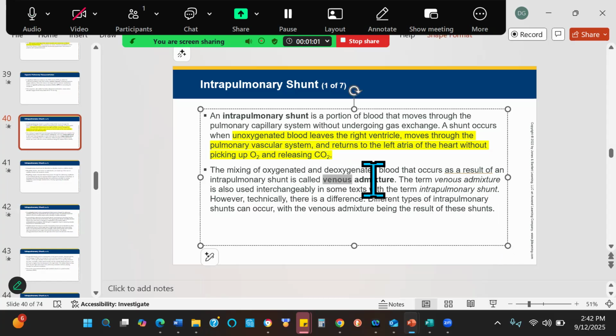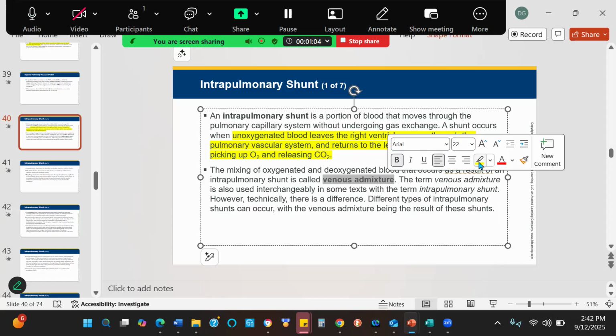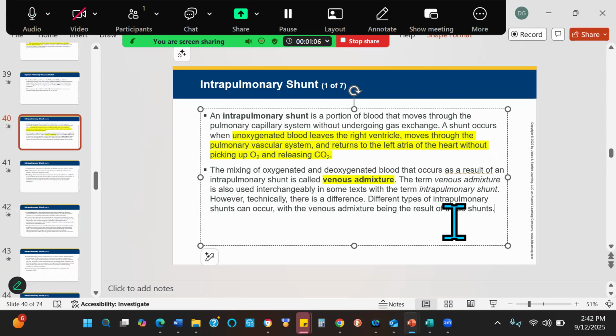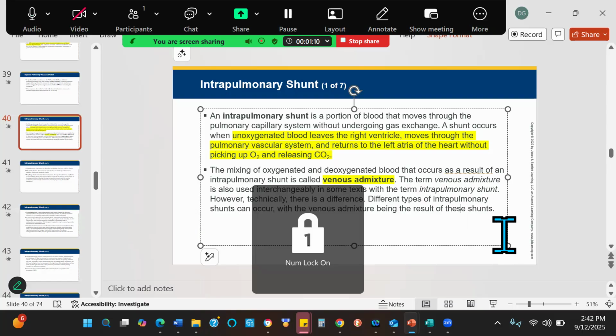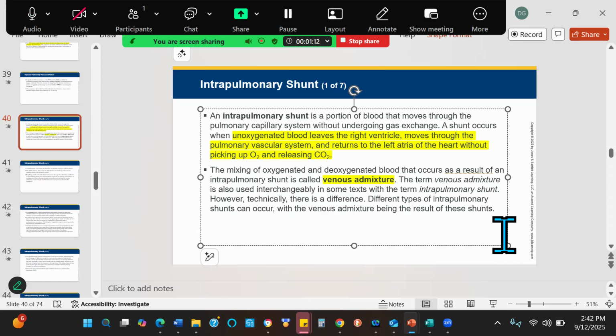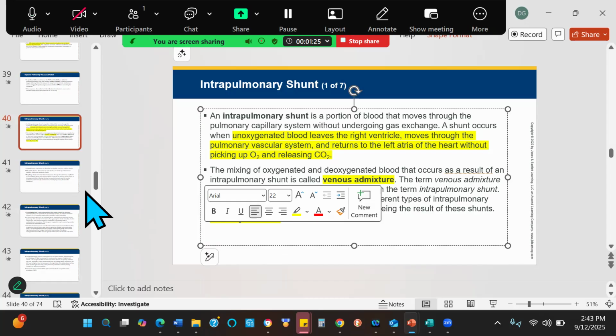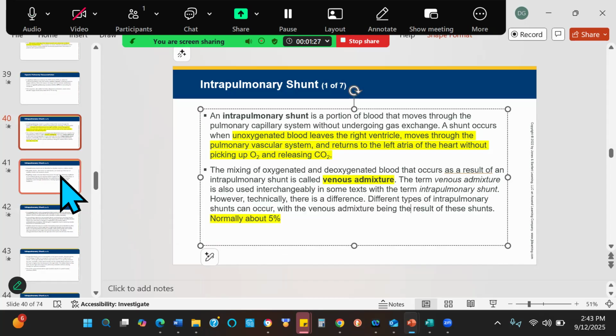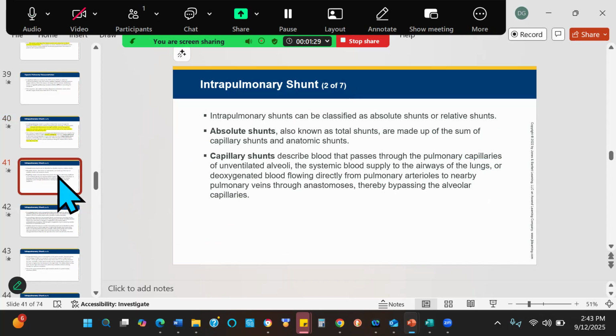We could call it venous admixture. And we think that's about 5%. So let's just throw that in here that it is normally about 5%. And that will come into play when you're analyzing patients and trying to decide what to do for them. But for right now, know that the system is not completely perfect.